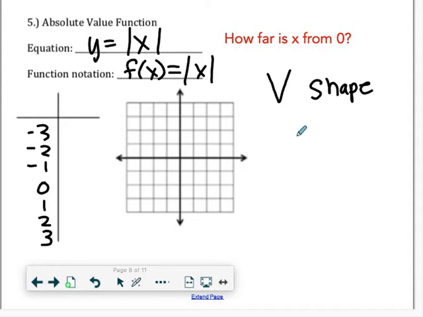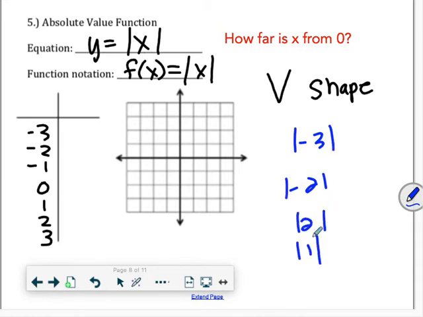So in middle school, if you were asked, what's the absolute value of -3, -2, +2, or +1, what was the answer here? They were always what? Positive. Okay, the absolute value is always positive because mathematically we're saying how far is x from 0? It's a distance. Distances are always positive. So -3 is 3 away from 0. -2 is 2 away. 1, 0, 1, 2, and 3.